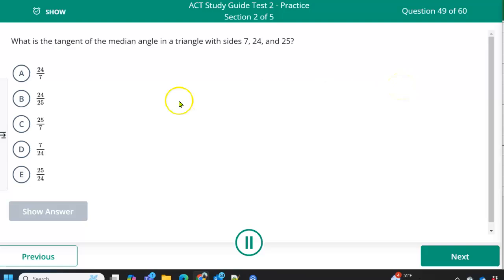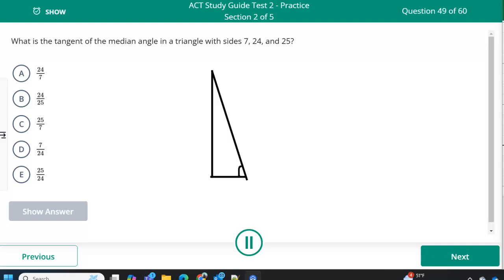What is the tangent of the median angle in a triangle with sides 7, 24, 25? I'm not certain that I know what they mean by a median angle in that context. Actually, I don't want to draw it like that. Let's draw it straight this way, and then it's going to be somewhat smaller here, and then the hypotenuse there. All right, so 7, 24, 25. Normally, I think of having to draw another line in a triangle to get a median angle, but I'm going to assume that what they mean by the median angle here is the middle of the three angles, which would be this angle here.